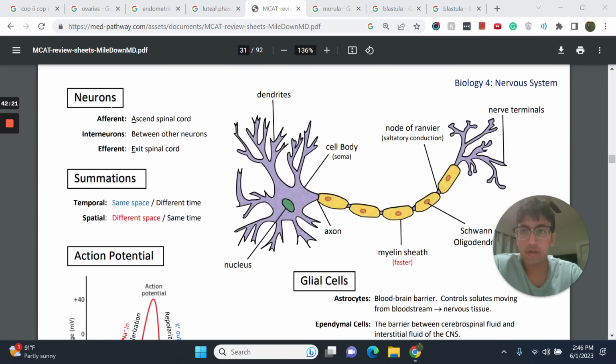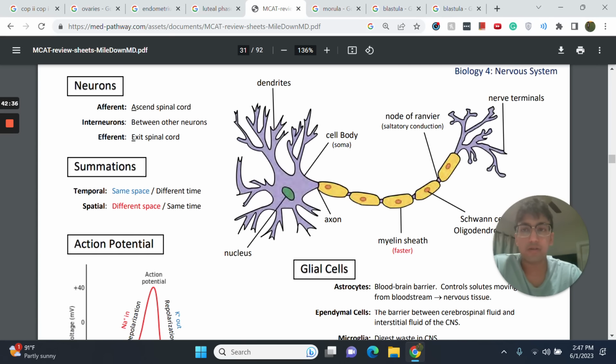Okay, so you should know that there are 3 different types of neurons. One is afferent, one is efferent, and one is interneuron. Afferent goes up the spinal cord to send the signal. Efferent exits the spinal cord to again send the signal to perhaps your musculoskeletal system. And interneurons are between those neurons.